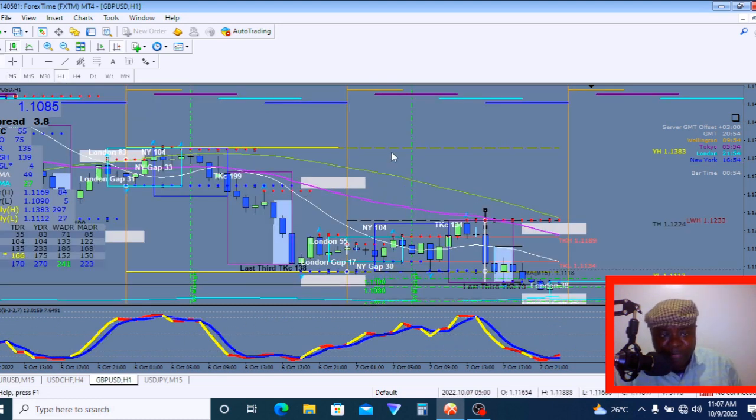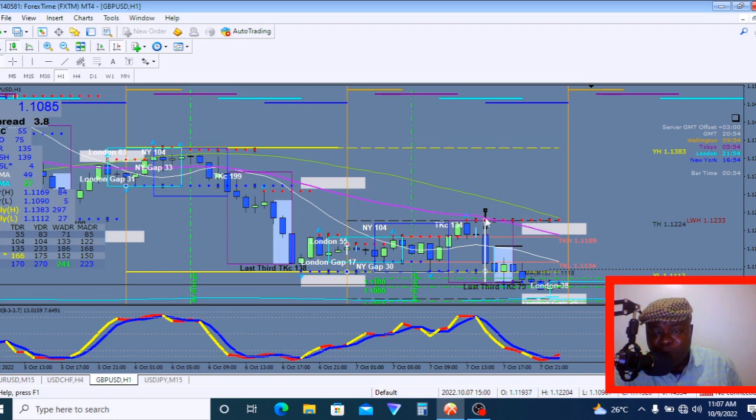Let's go back to 1 hour and see how our 1 hour is moving. Now, you take your decision from 1 hour. Look at it from here. Are you seeing this now? The 1 hour has already engulfed. No doubt about that. We have an engulfing pattern in 1 hour.